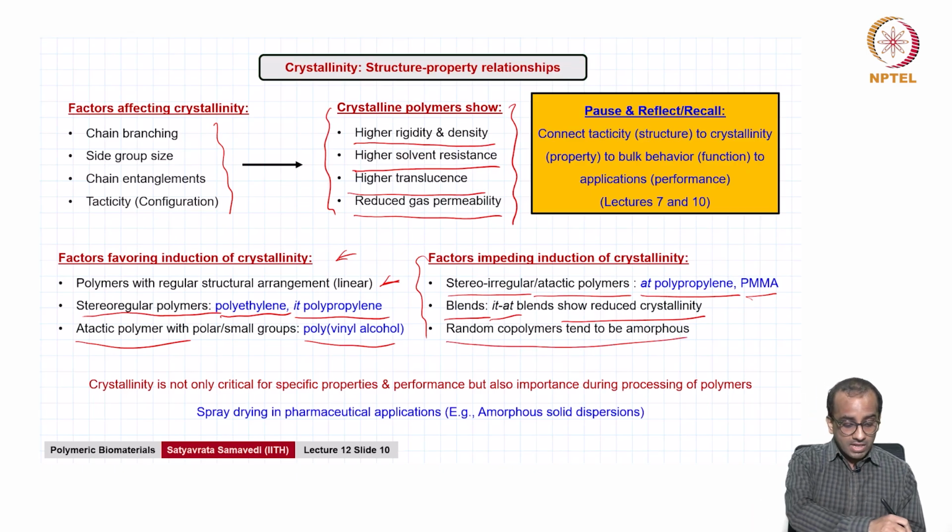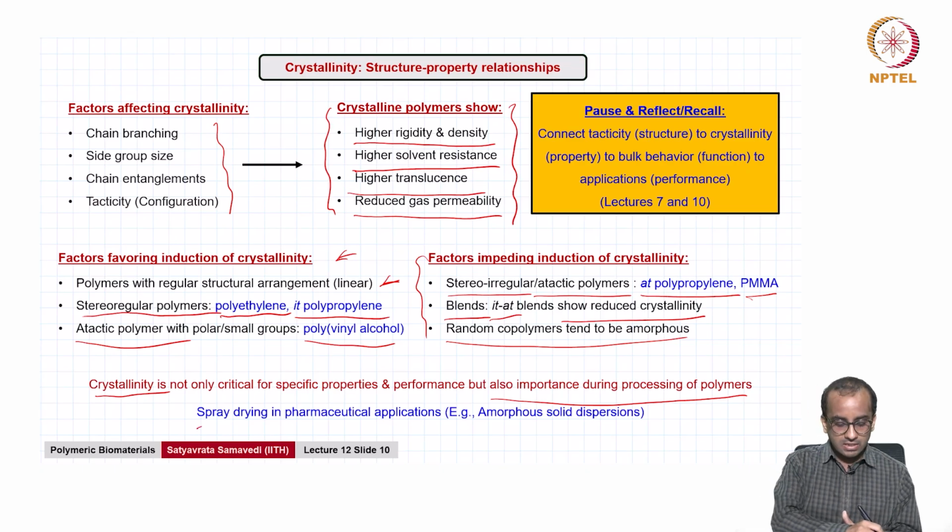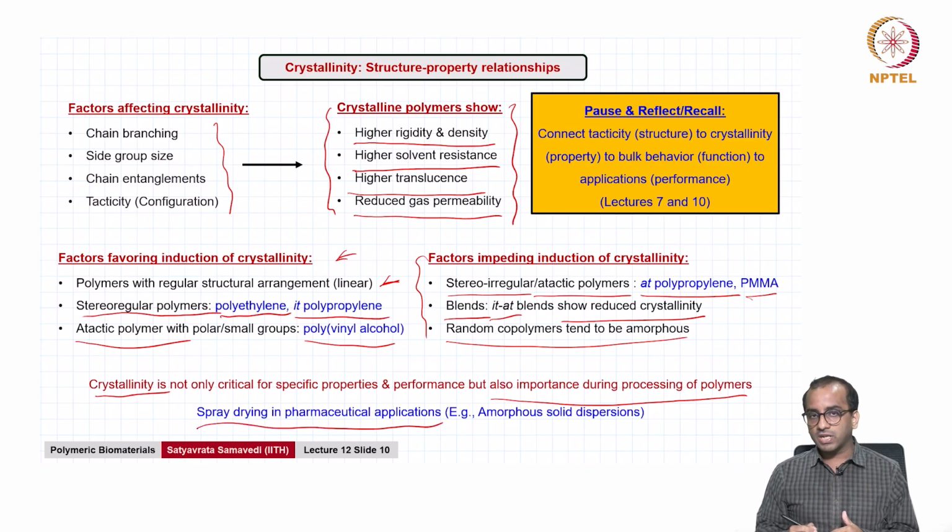Now, one important point to note here is that crystallinity is not only critical for specific properties and performance, but we are also interested in these things because they are also of importance during processing of polymers. And one very important example of that is the phenomenon called spray drying in pharmaceutical applications, where we have so far looked only at cooling from the melt, but you can also induce crystallinity by evaporation of solvent, where because of saturation effects you can have polymers start to crystallize.